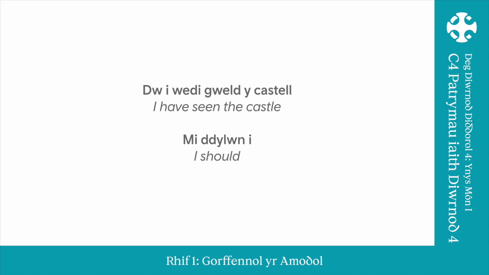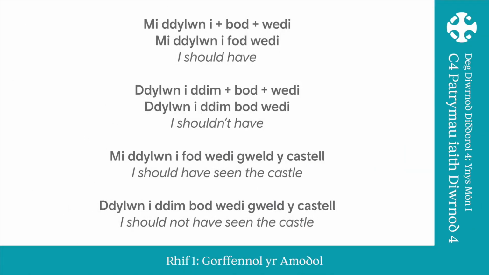Mi ddylwn i, I should. This is not a form of bod. Therefore, to use wedi, we also have to add in a bod for the sentence to make sense. For example, mi ddylwn i plus bod plus wedi. Mi ddylwn i fod wedi. I should have. Ddylwn i ddim plus bod plus wedi. Ddylwn i ddim bod wedi. I shouldn't have.